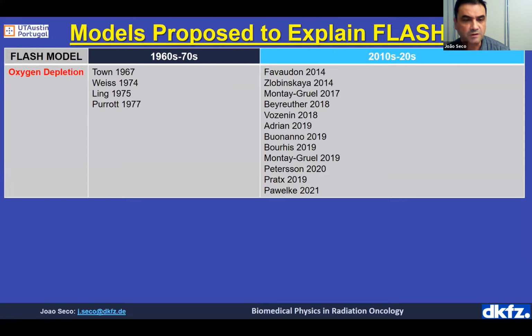Okay, so what models were there? All right, in the 1960s and 1970s, the model that was developed that became really one of the most important is the so-called oxygen depletion. It was proposed in 1967 in the Town paper and then studied further in a variety of papers. In the recent 10 years, it's become the gold standard for explaining flash, right? So oxygen depletion is basically dominating. Every paper up until recently had oxygen depletion as a possible explanation to what was going on in flash.